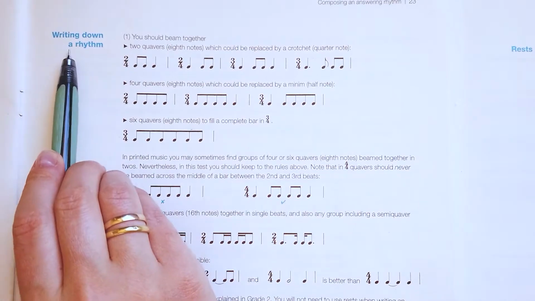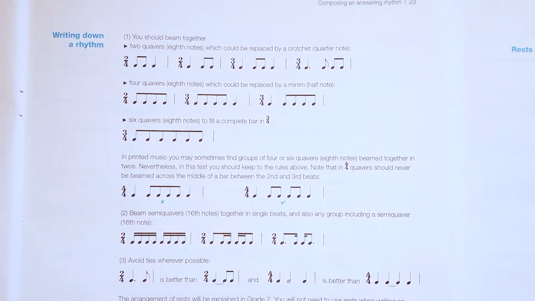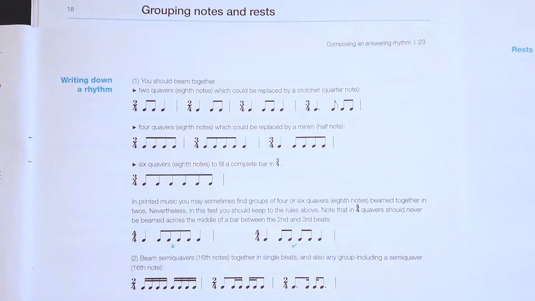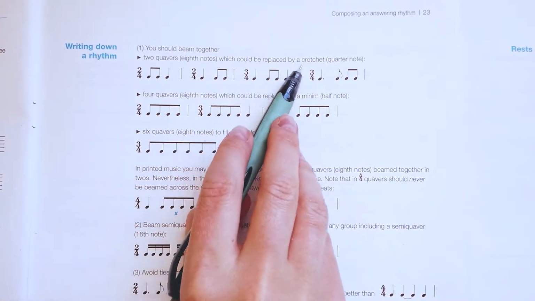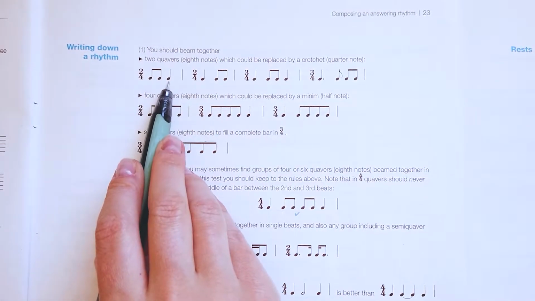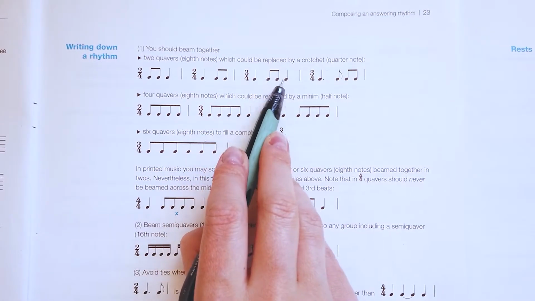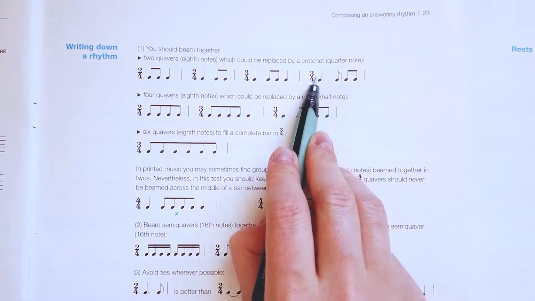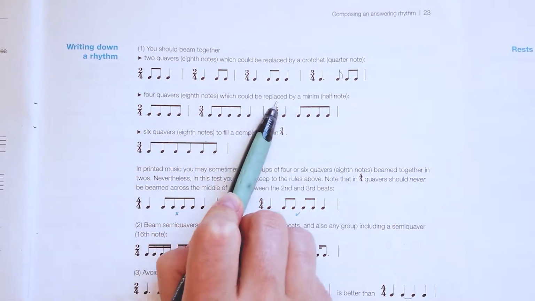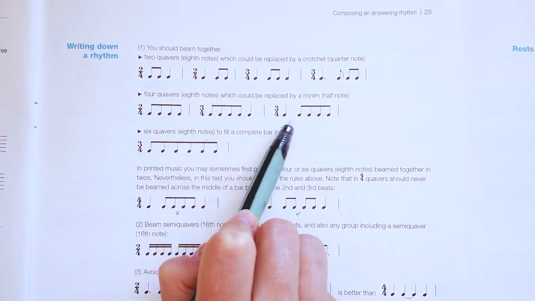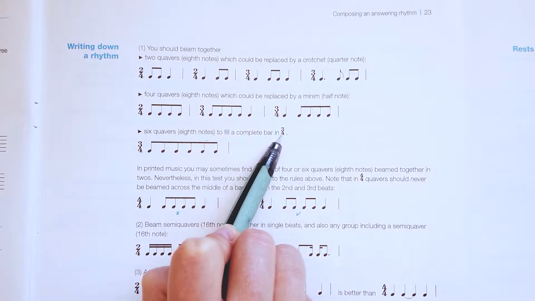So we will speak about writing rhythm and grouping the notes and rests. Now I want to draw your attention: the quavers can be replaced by a crotchet in any time signature. 4 quavers can be replaced by a minim. And we can also use 6 quavers to fill a complete 3/4.